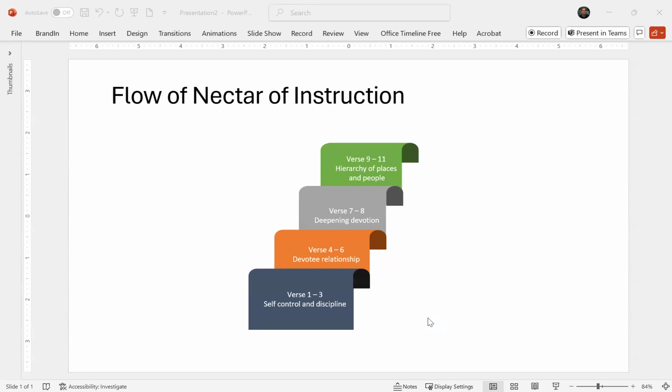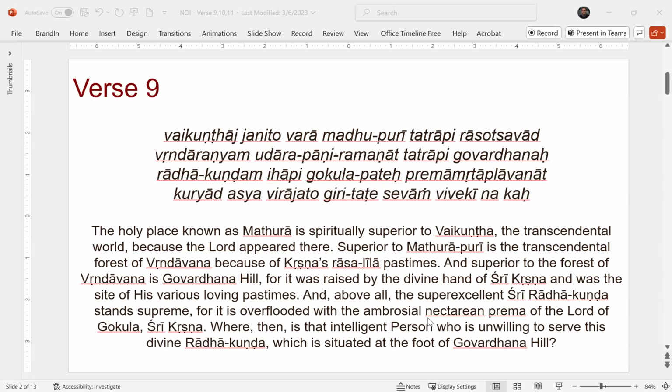All good? Any thoughts, comments, questions here at this point? I can jump onto the verse. All good? Okay. Where is the verse? Ninth. Yeah, I still don't know how to raise the hand. Yes, please tell me. You wanted to say something on it?